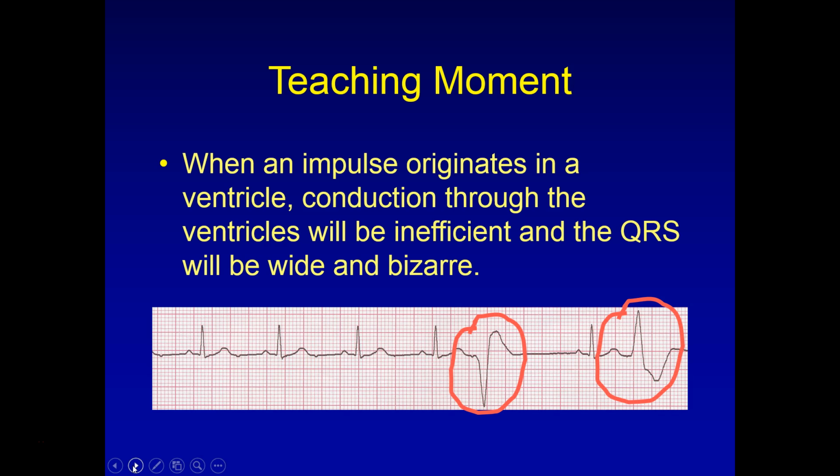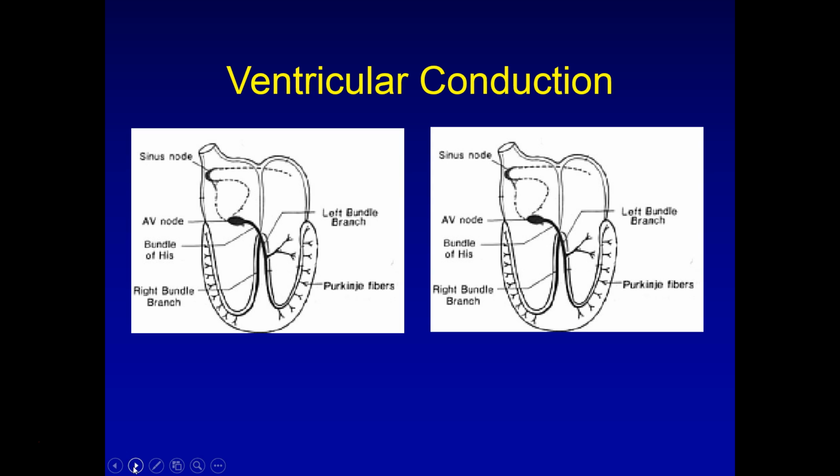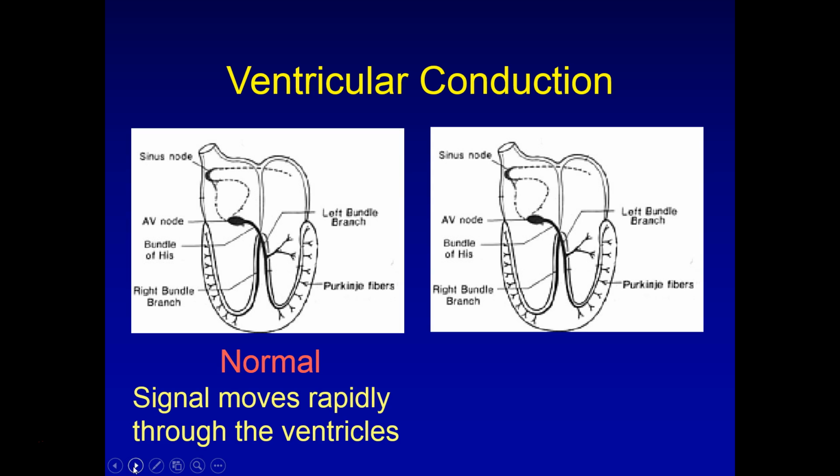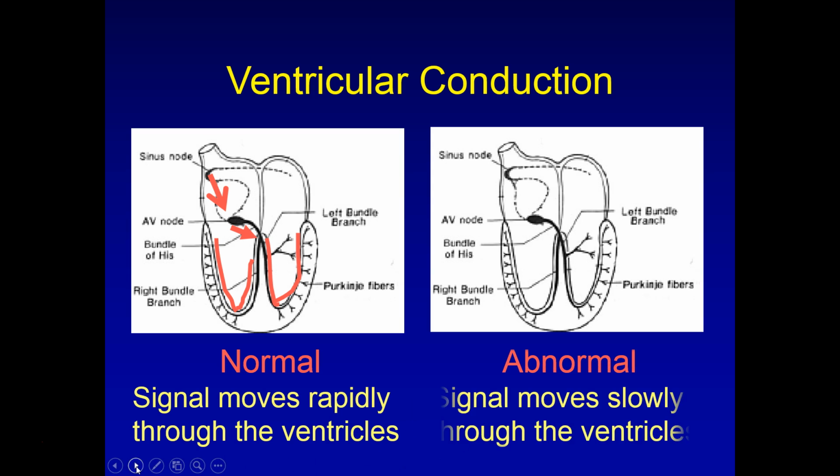Just looking at that one, they're wide, ugly, and bizarre. Okay. So normally when the signal moves rapidly through the ventricles, you see it's going from the negative lead toward the positive lead, which would be the patient's left side. Okay. Now, abnormal conduction occurs slowly.